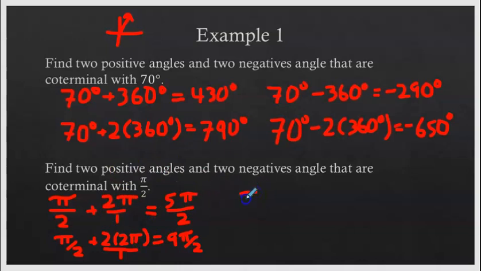If we want to find some negative coterminal angles, instead of adding the 2 pi, we'll be subtracting the 2 pi. So my starting angle is pi over 2. The easiest one to find is to subtract 2 pi over 1. So with our common denominator, if this is 4 pi over 2 instead, 1 pi over 2 minus 4 pi over 2 is negative 3 pi over 2.